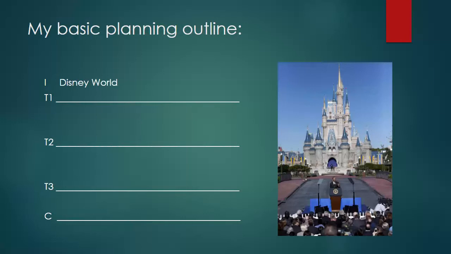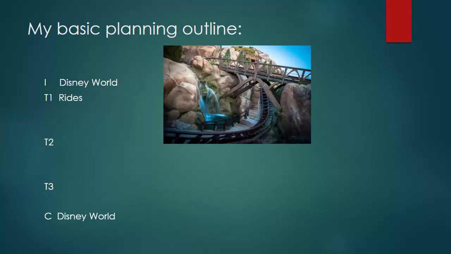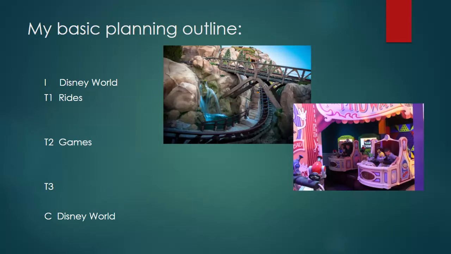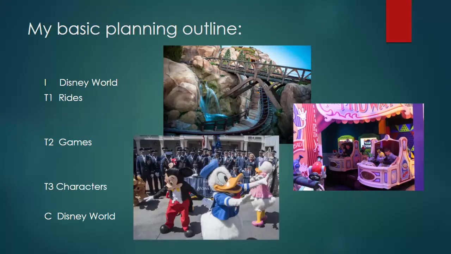So I know I'll want to introduce my topic, Disney World, in my introductory paragraph. So that is what I'll put in the I spot in my plan. Because I know I'll want to wrap up my essay reviewing my topic, I'll put Disney World in my C or closing paragraph spot as well. So now it's time to think about my topics to explain why this is my favorite vacation spot. Now there are lots of reasons, but three that really stand out to me if I think about it are all of the fun rides that there are to be experienced there. There's tons of really fun games to play. And I love the excitement of meeting the Disney characters and interacting with them.